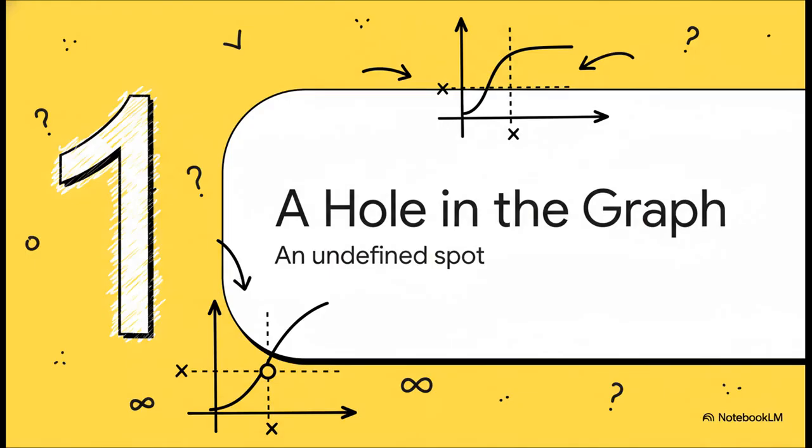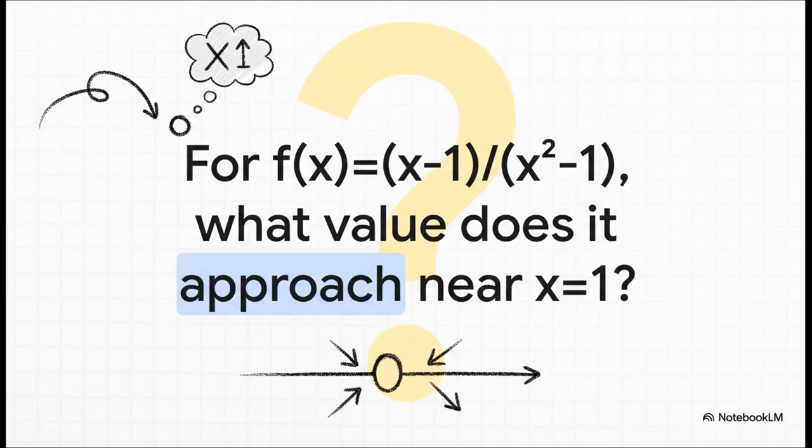So to really get a feel for this, we are not going to start with some dense textbook definition. No. Instead, let's kick things off with a little puzzle, a function that has a very specific, kind of tricky problem. Check this out. If you try to plug x equals 1 directly into this function, you get 1 minus 1 on top and 1 minus 1 on the bottom. That's 0 divided by 0, and in math, that's a huge red flag. It's undefined. So the function doesn't technically exist right at x equals 1.